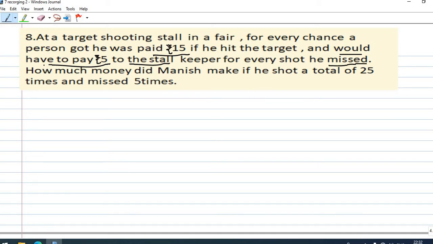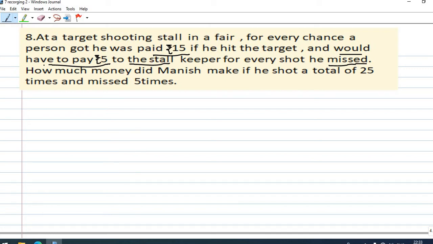Please try to understand the question, children. Once if he hit, he is paid rupees 15. Suppose the chance is missed, he has to pay the shopkeeper how much? Rupees 5. Okay. How much money did Manish make if he shot a total of 25 times and missed 5 times? So totally he gets a chance 25 times. In that 25 times, 5 times he missed. So the balance 20 times, what has he done? He hit.